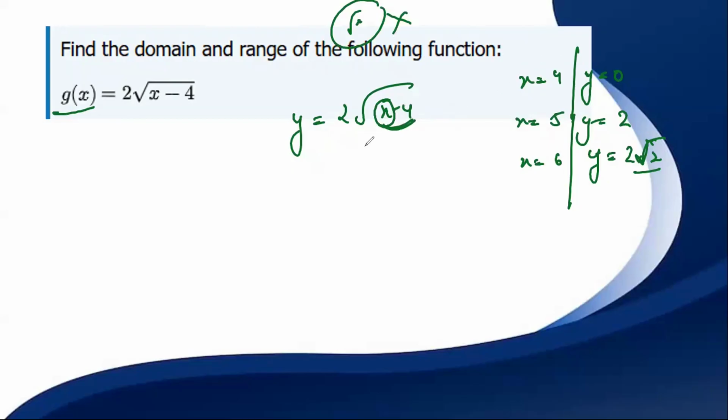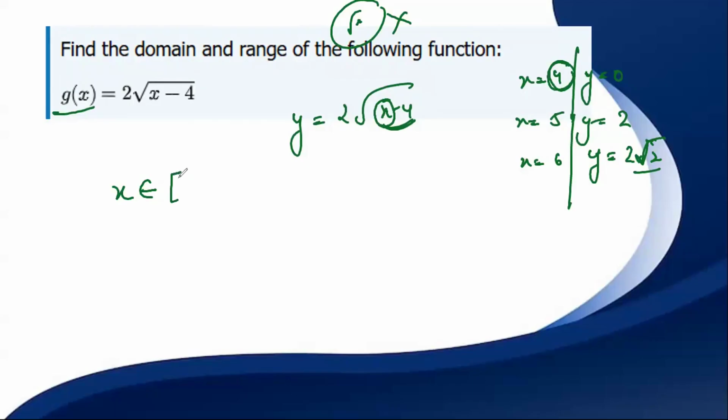So basically my domain starts from 4. My input goes from 4 to infinity. What is the domain here? I know my minimum value is 4. I can't take anything below 4. So 4 is my minimum value.